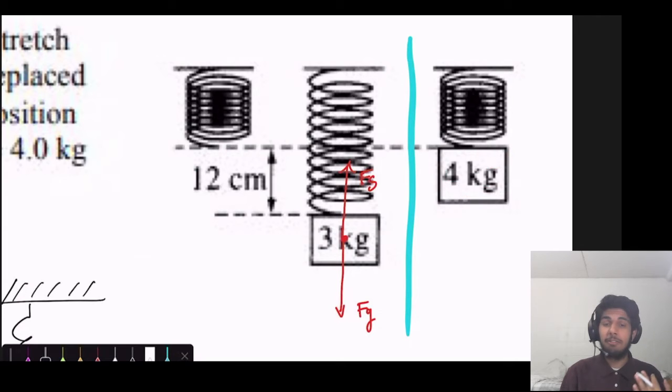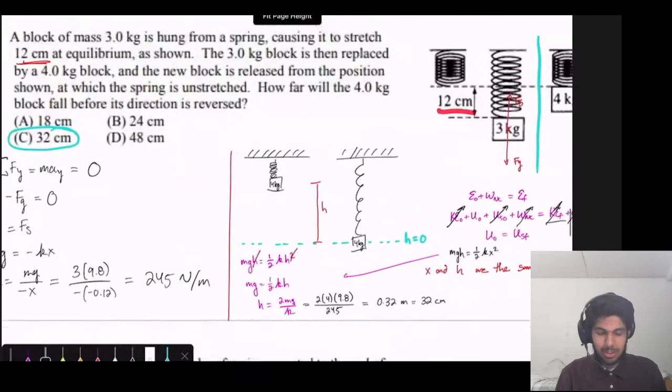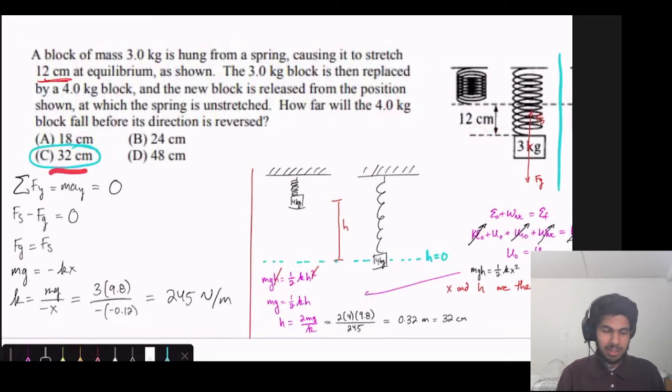The force due to gravity is stronger. So the answer we get should be greater than 12 centimeters. And indeed, we did get an answer greater than 12, 32 centimeters. Unfortunately, all of these answers were greater than 12, so we couldn't eliminate any of them. But if we had made this realization before we started the problem, that our answer should be greater than 12, it could have been possible to eliminate some of these answers, but in this case we couldn't.